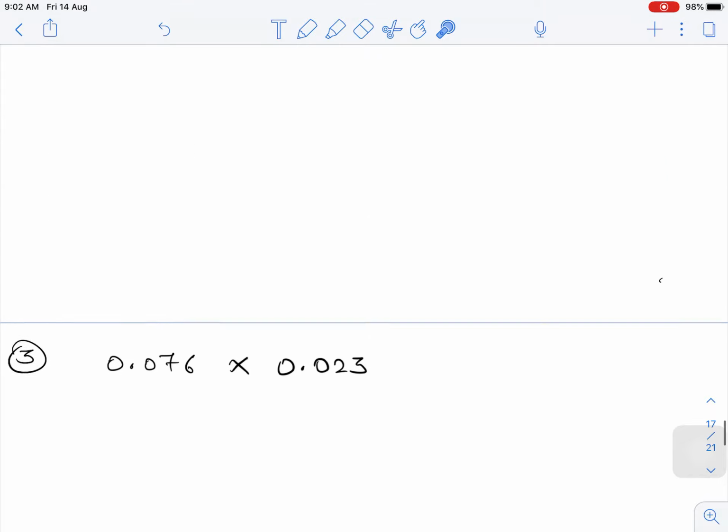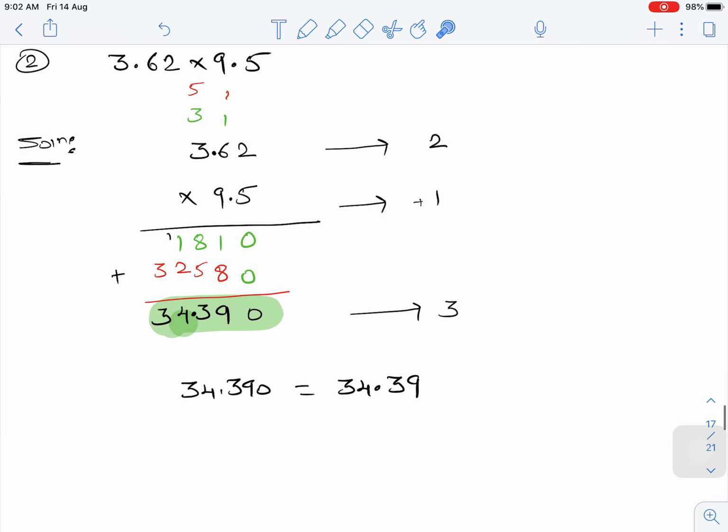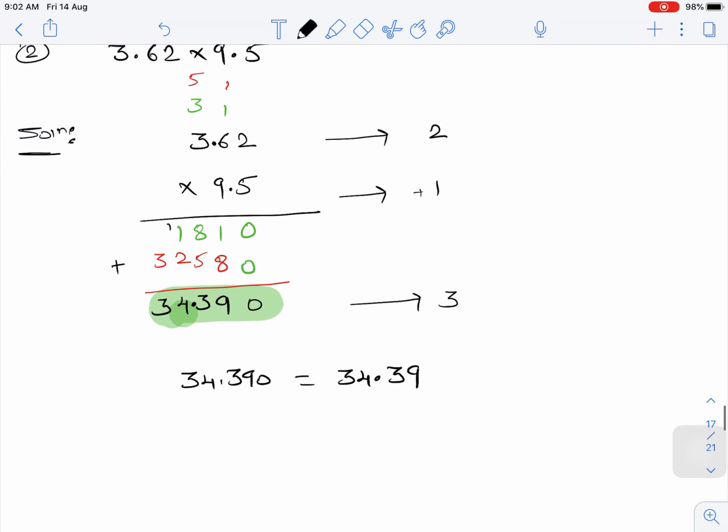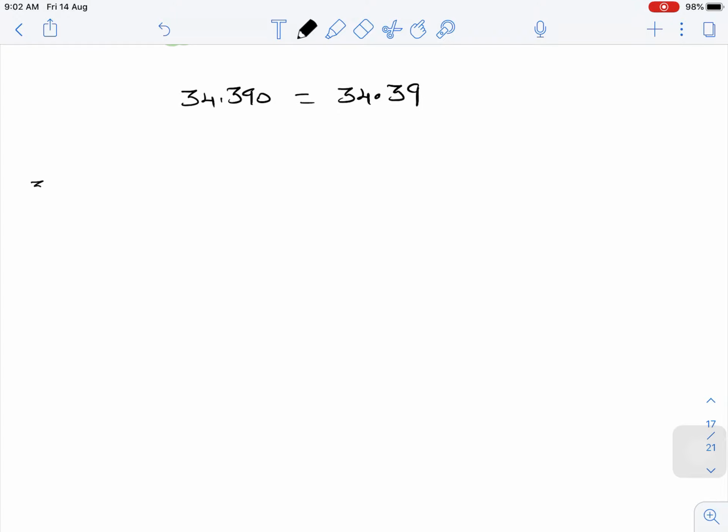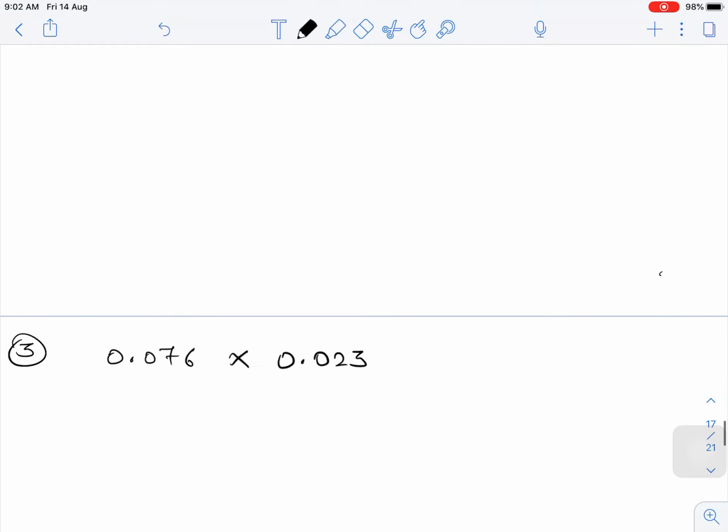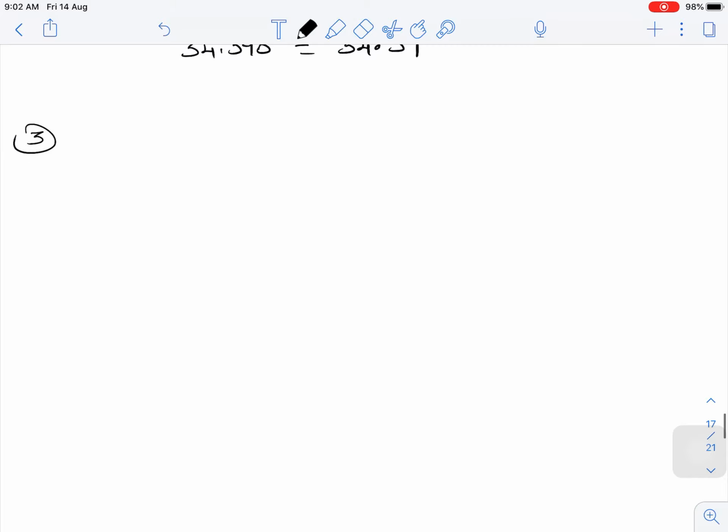Now let me solve one more example here. I'm writing a third example, and let this one be our fourth example. So now let us multiply the number 84.67 multiplied by 5.3.